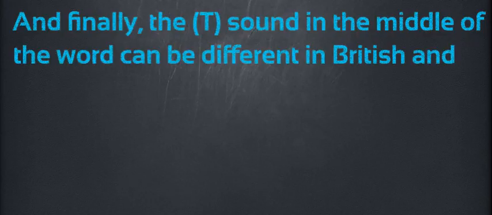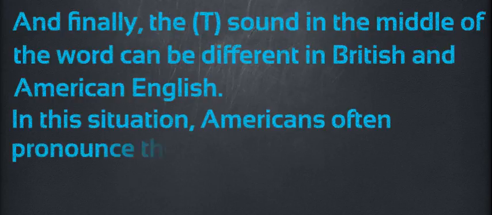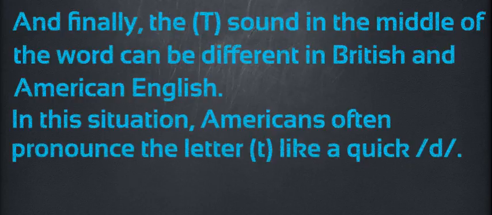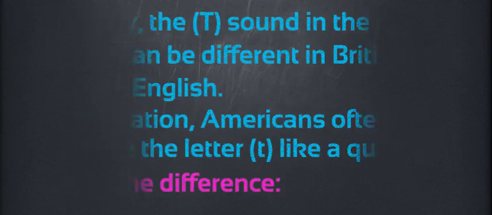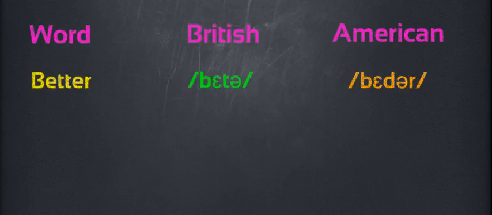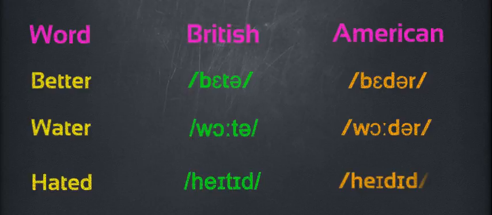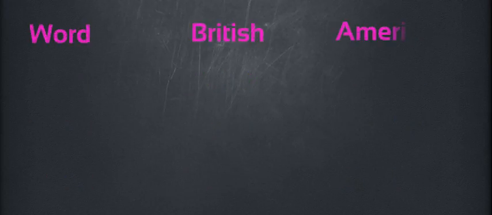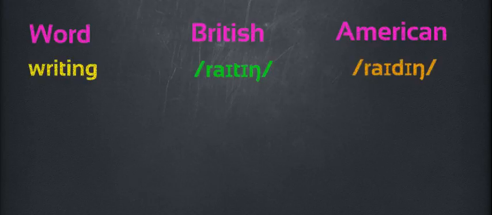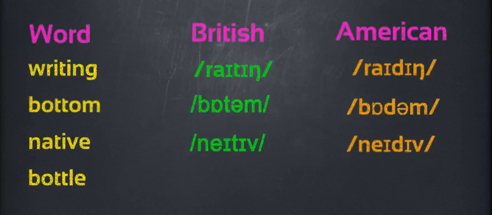And finally, the T sound in the middle of the word can be different in British and American English. In this situation, Americans often pronounce the letter T like a quick D. Listen to the difference. Better, better. Water, water. Hated, hated. Writing, riding. Bottom, bottom. Native, native. Bottle, bottle.